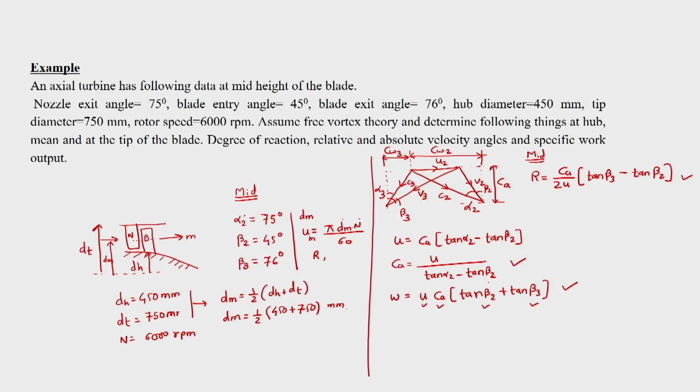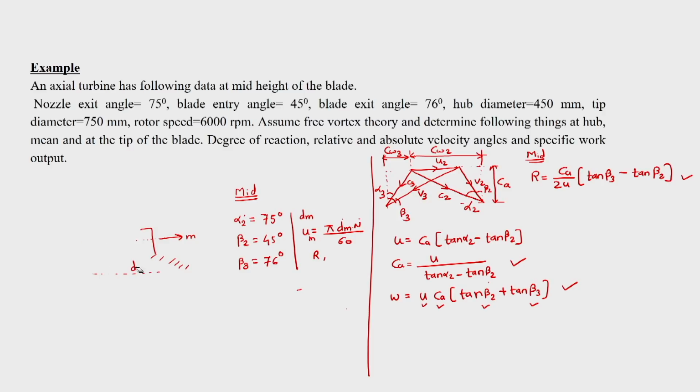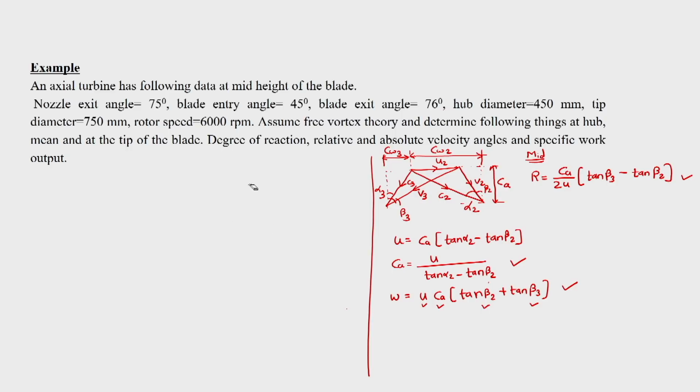But our objective here is to find out all these things at the tip and the hub also. So let us find out these things at the hub. For that we have to use the free vortex theory. As per the free vortex theory, we know that Cw into R is equal to constant. This is the free vortex theory derivation we had seen. Further, we are saying that there is radial equilibrium. Once we have radial equilibrium and free vortex theory, we can also take that Ca is equal to constant in the complete stage.